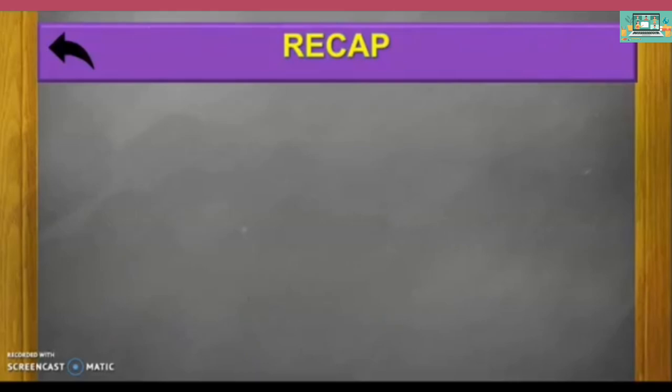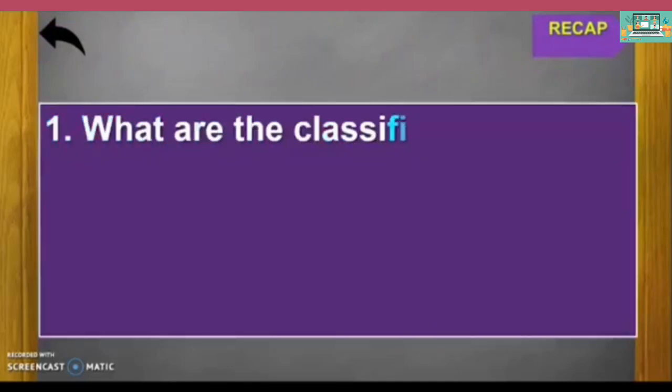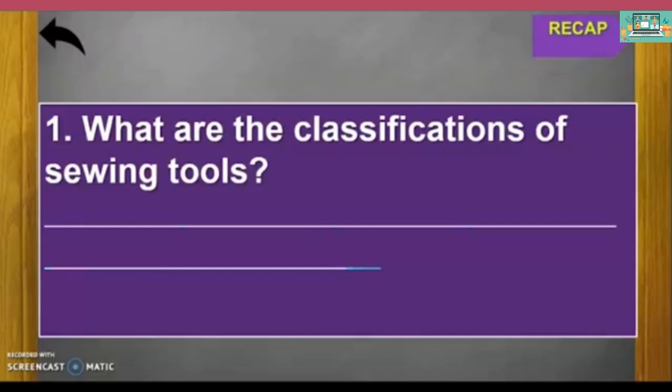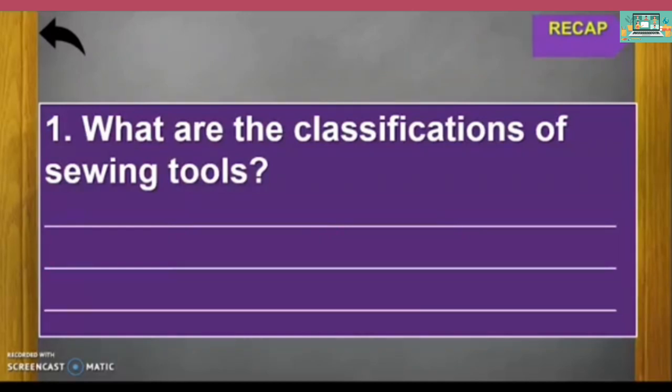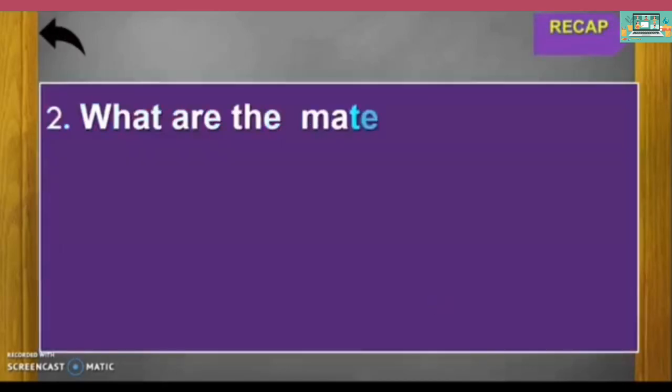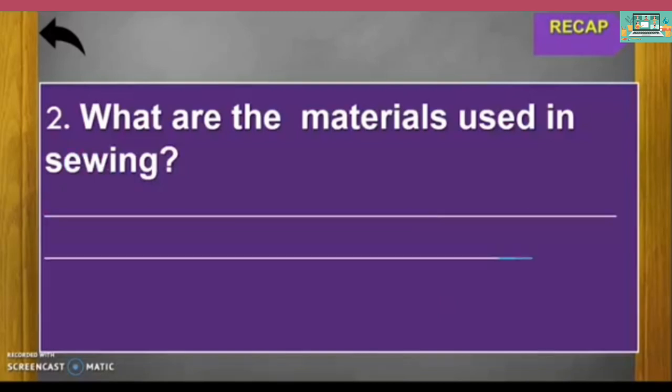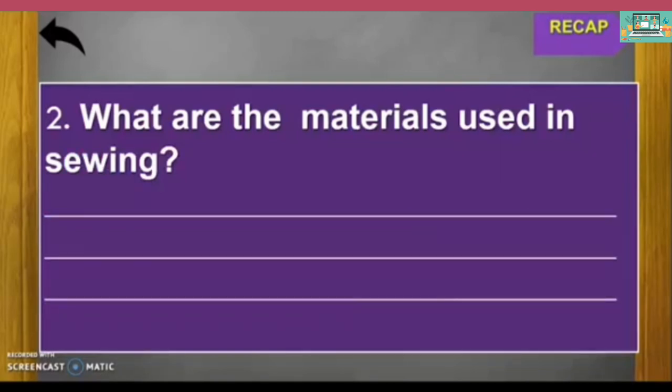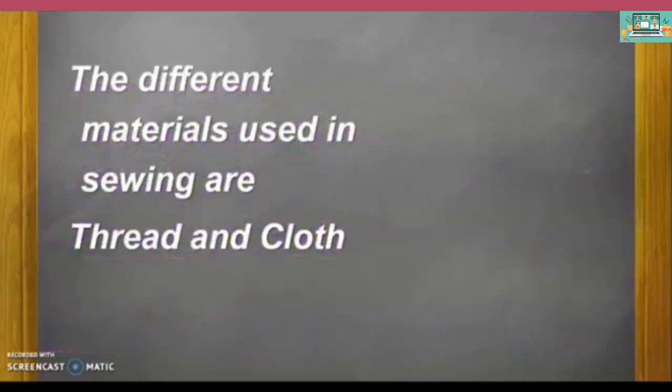Before we start our lesson, let us have a recap of our previous lesson. Number 1. What are the classifications of sewing tools? The classifications of sewing tools are marking tools, measuring tools, cutting tools, drafting tools, and sewing aids. Number 2. What are the materials used in sewing? The different materials used in sewing are thread and cloth.